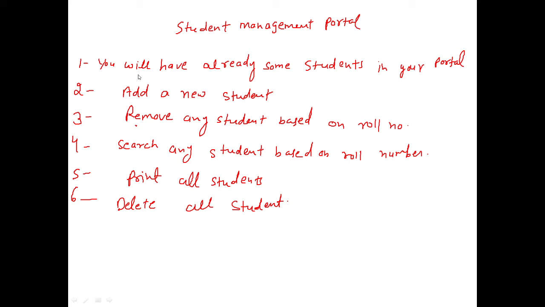Search any student. Search is somewhat different, because for add and remove we have methods, we can use dot add and dot remove directly. But search, okay, search once. Yeah, I got some idea. With the help of key-value pair, we can search, I guess. Okay, no. This assignment will be done using ArrayList only.